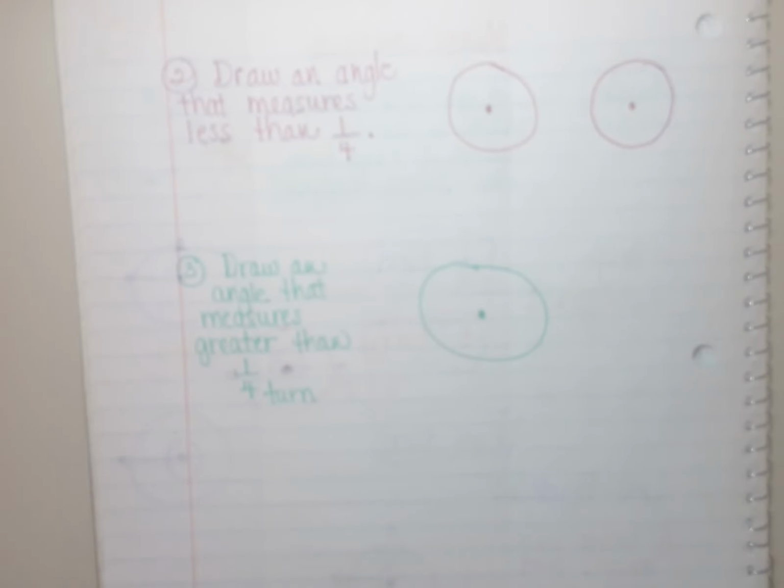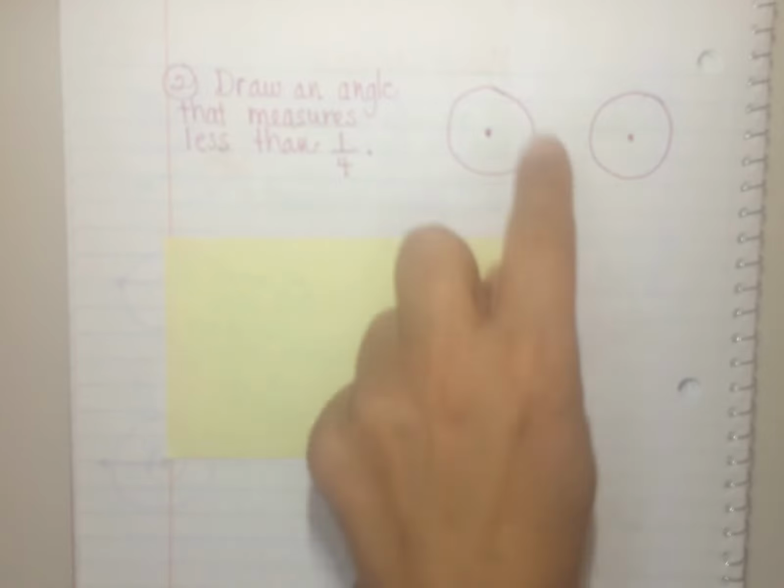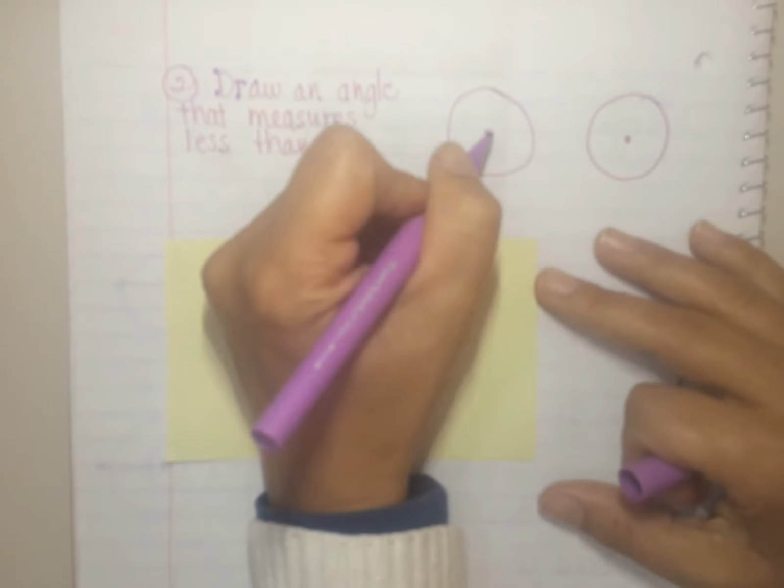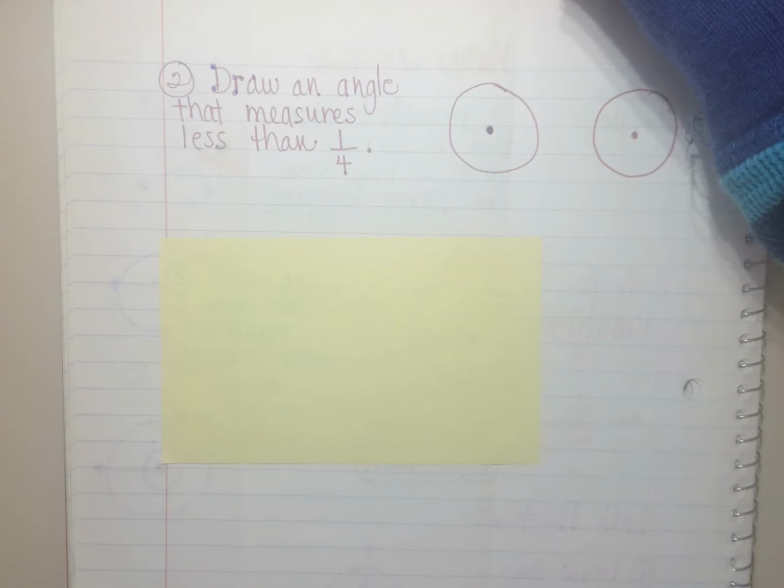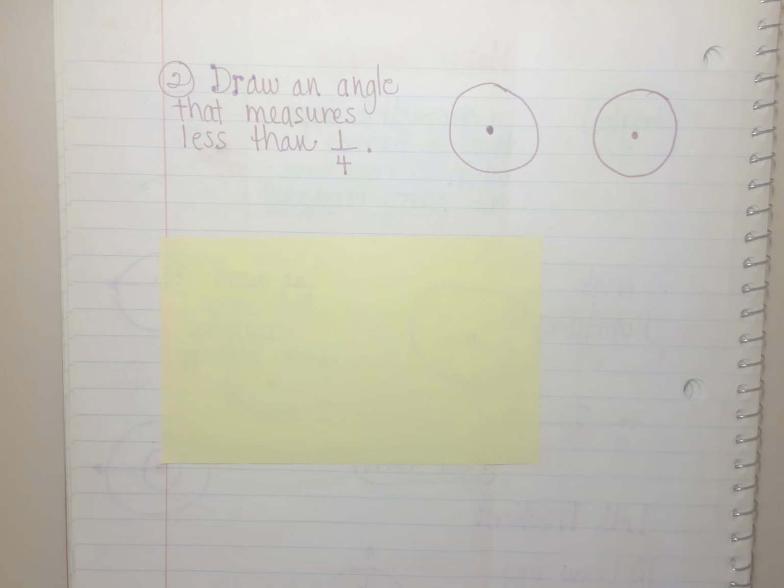Number 2, let's focus just on these directions. It says, draw an angle that measures less than 1/4. Ooh, I want you to try that twice. Less than 1/4. Write your directions. Yay, it's more clear.